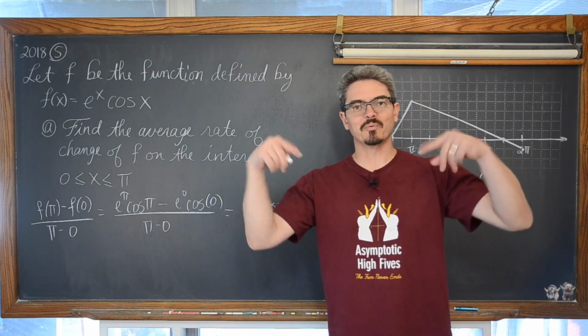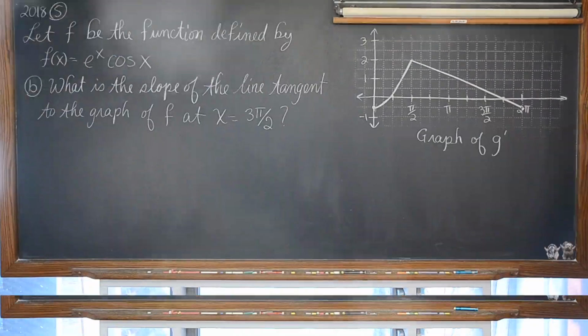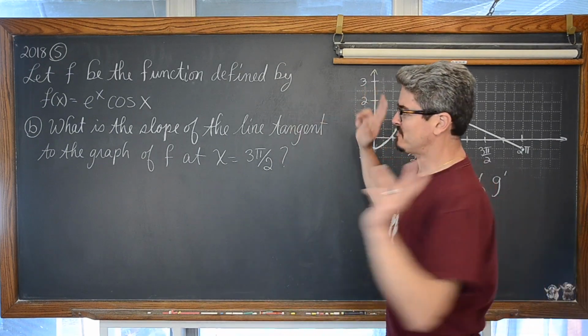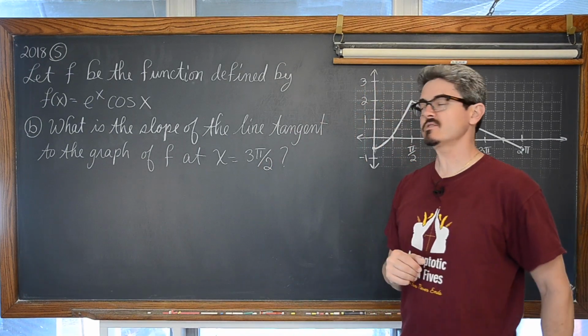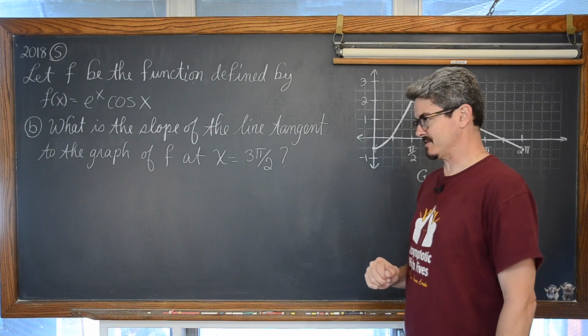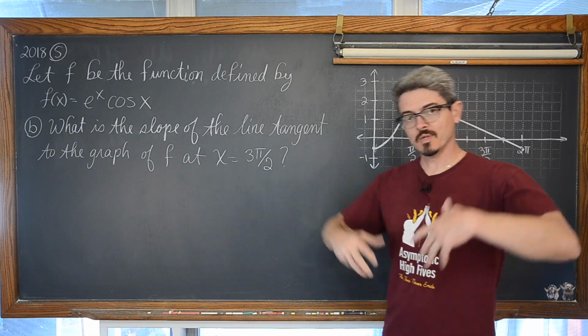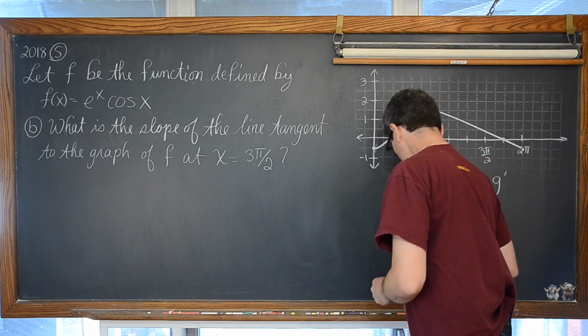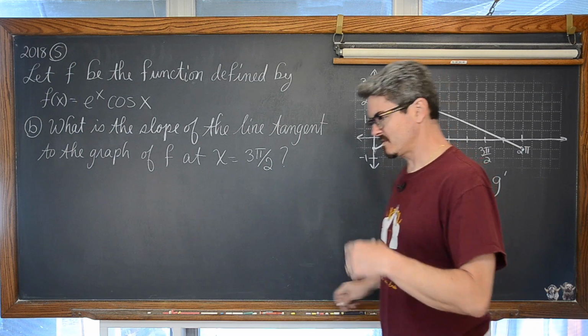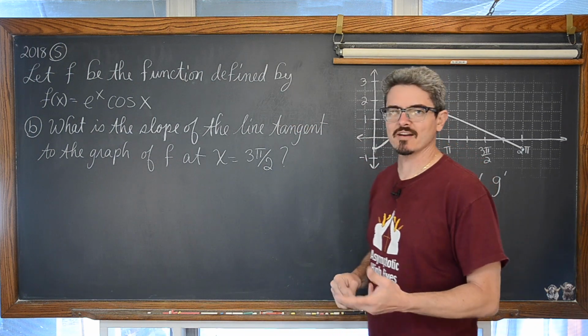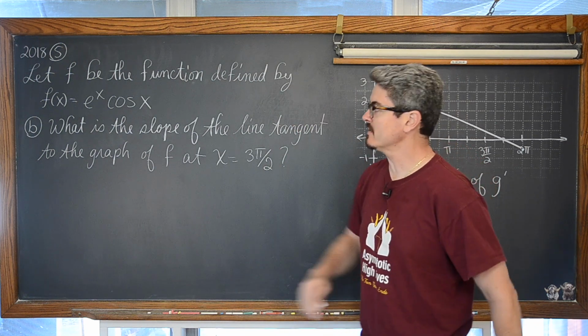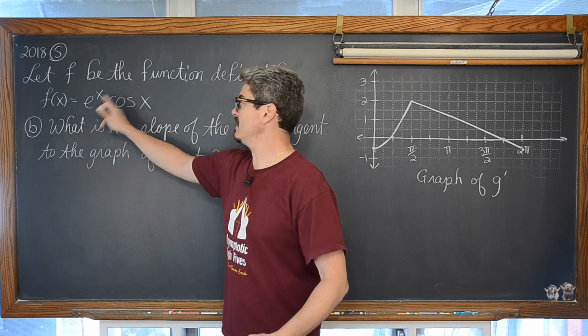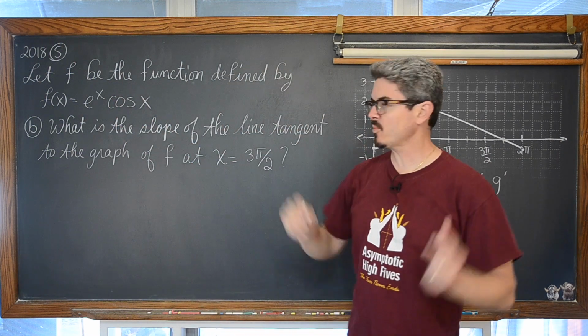Part B coming up right now. Part B, what is the slope of the tangent line to the graph of f at x is equal to 3 pi over 2? So we went from being tested whether or not we remember how to find the average rate of change to can you find a derivative using, well, we have e to the x times cosine of x, so the product rule.